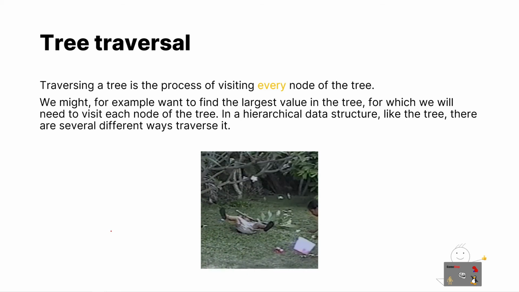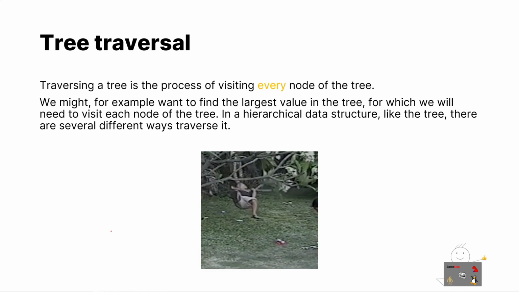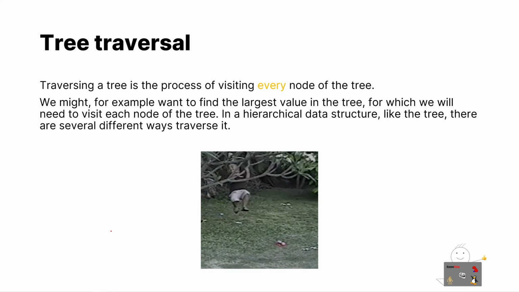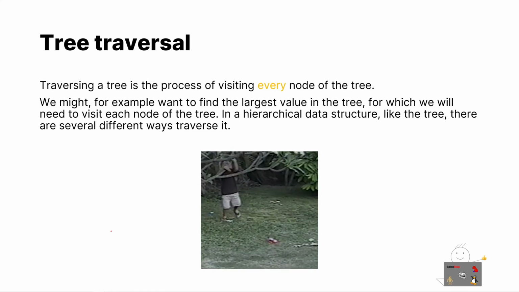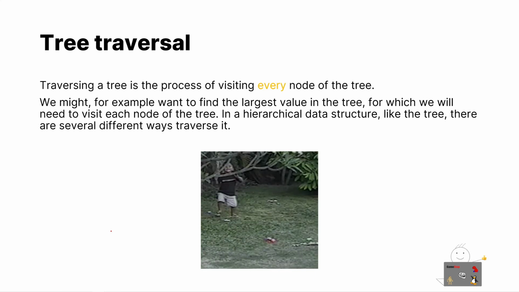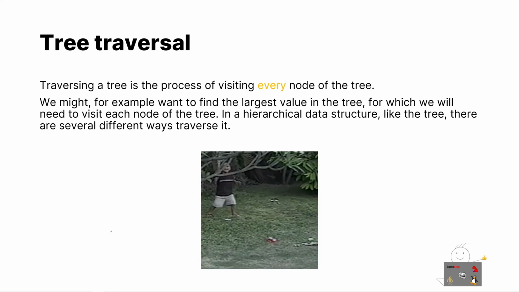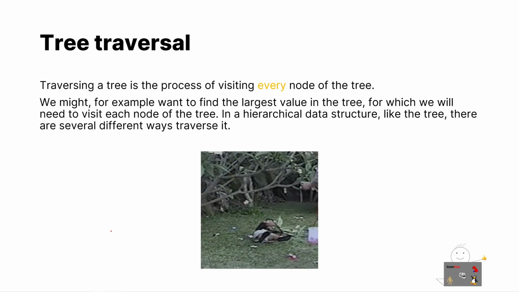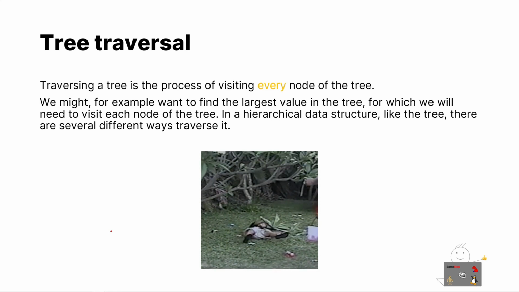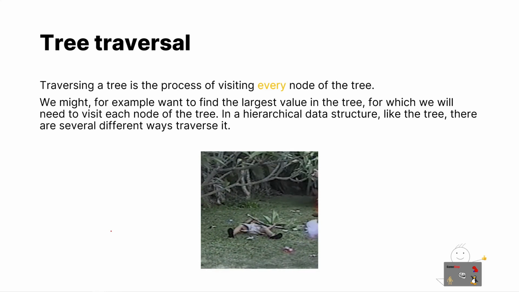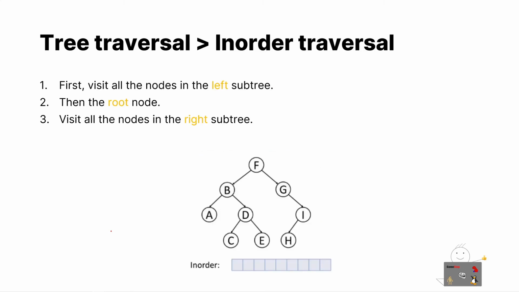Why would this be useful? Well, let's say we want to find the largest value in the tree. We of course need to visit every single one of them to see, okay, this is our highest value. So in a hierarchical structure like a tree, there are several different ways to do it. Let's firstly start with the in-order traversal.